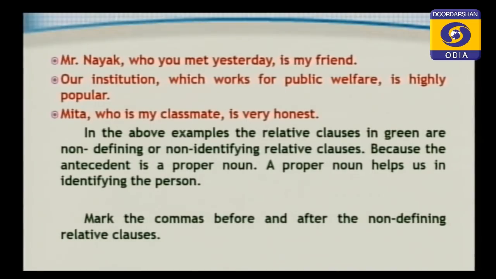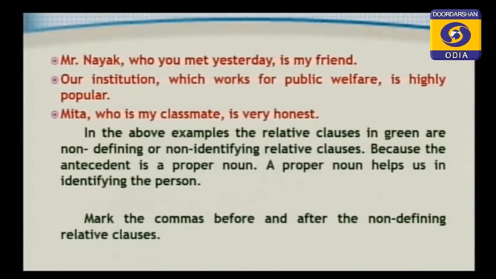Second sentence, main clause, our institution is highly popular. And relative clause, which works for public welfare. And this relative clause is separated from our institution. Our institution means it is already known which institution I am speaking about. No need to identify, define the institution. So you have to put a comma after our institution, then the relative clause which works for public welfare, and then the remaining portion of the main clause, is highly popular.